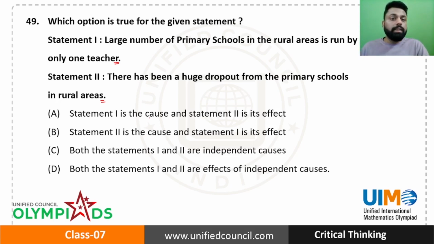So statement 1 is the cause, and because of it, it is affecting the primary schools like this. So A option is the correct answer. Statement 2 is not the cause. The cause is that there is only one teacher, so that is why there is a huge dropout from the primary schools.